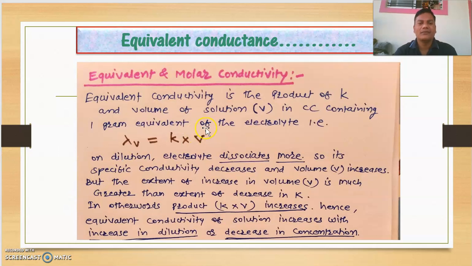I have written here, see, equivalent conductivity is the product of K and volume of solution V in cc or cubic centimeter containing 1 gram equivalent of the electrolyte. म्हणजेच लॅम्बडा V बरोबर K into V. एक फॅक्टर हा वाढतोय, दॅट इज K, सॉरी कमी होतोय, दॅट इज K. स्पेसिफिक कंडक्टन्स हा डायल्युशन झाल्यानंतर कमी होणार.